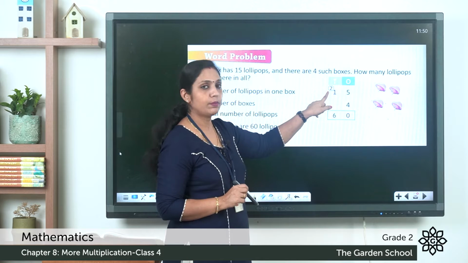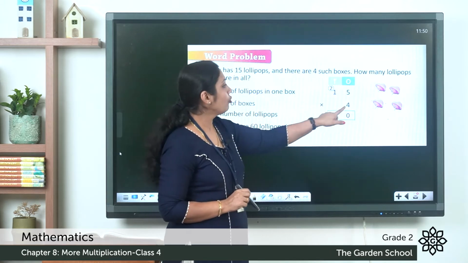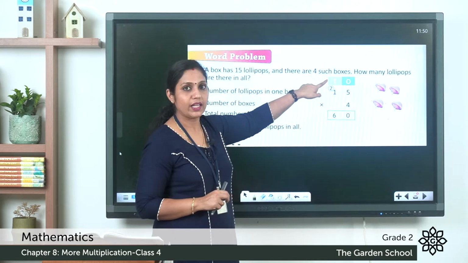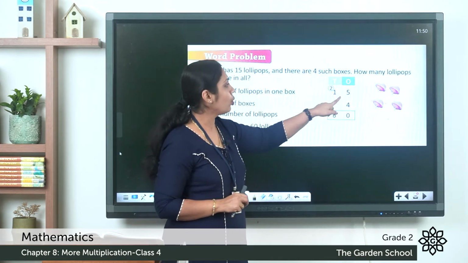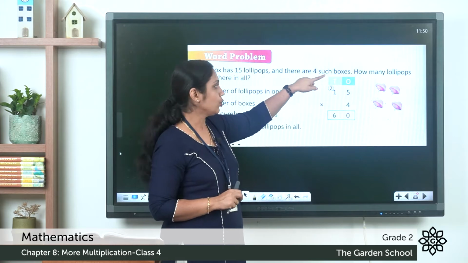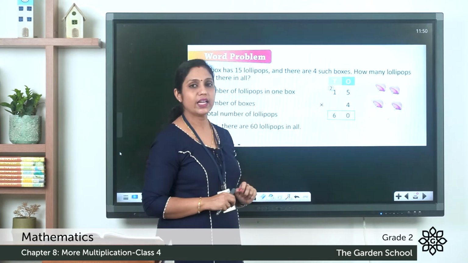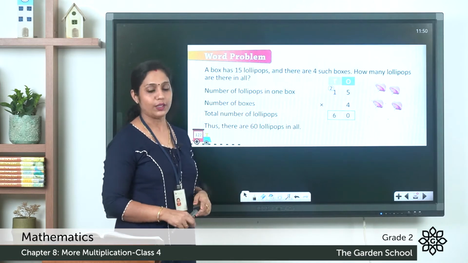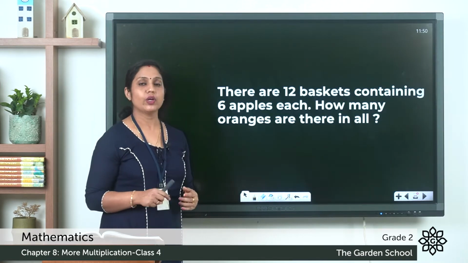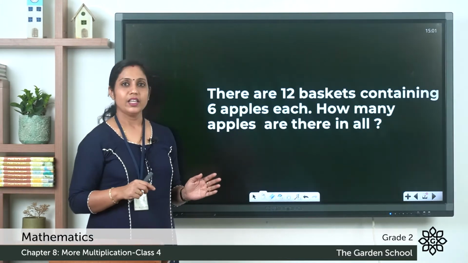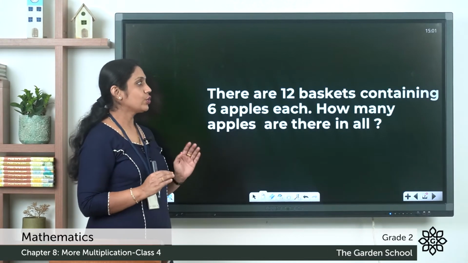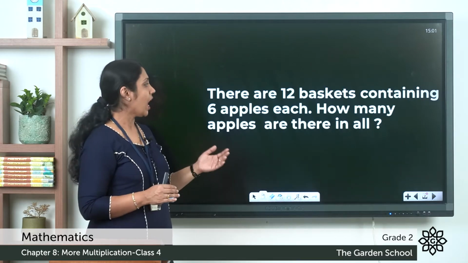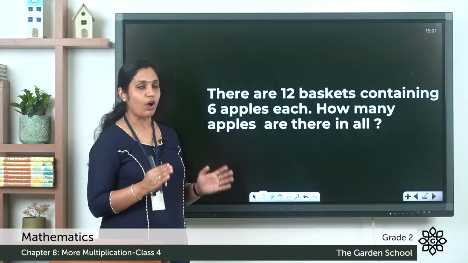Next we'll multiply 4 with the tens place. 4 ones are 4. So is that over? No, we have 2 remaining there that we carried over. So 4 ones are 4 plus 2 is equal to 6. So we get the answer 60. Thus there are 60 lollipops in all. Let's have a look at the next word problem. Here you have, there are 12 baskets containing 6 apples each. How many apples are there in all?